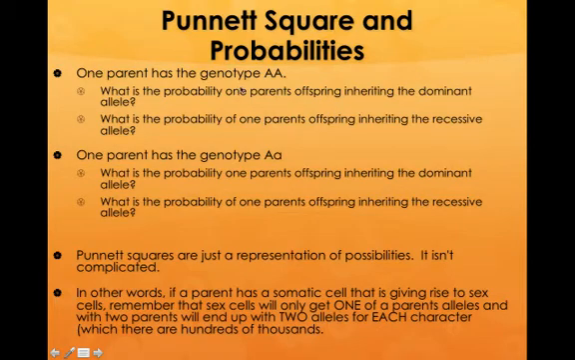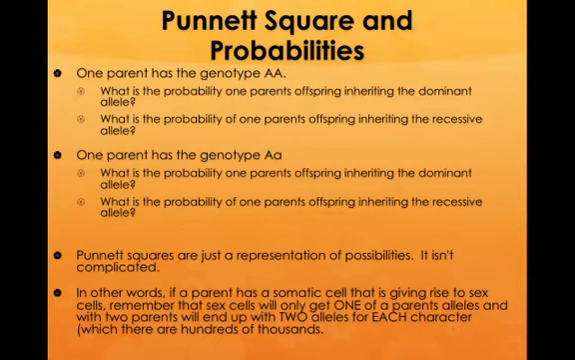Let's go over here. One parent has a genotype big A, big A, and we don't have to give what the A's names are, or what character it is. What is the probability that one parent's offspring is going to inherit the dominant allele here? And the second part, what is the probability of one parent's offspring inheriting the recessive allele? If you said the probability of inheriting the dominant allele is 100%, you would be correct. The probability of inheriting the recessive allele, part B, is 0%. If you have any questions about that, please write them down. We'll talk about them in class.